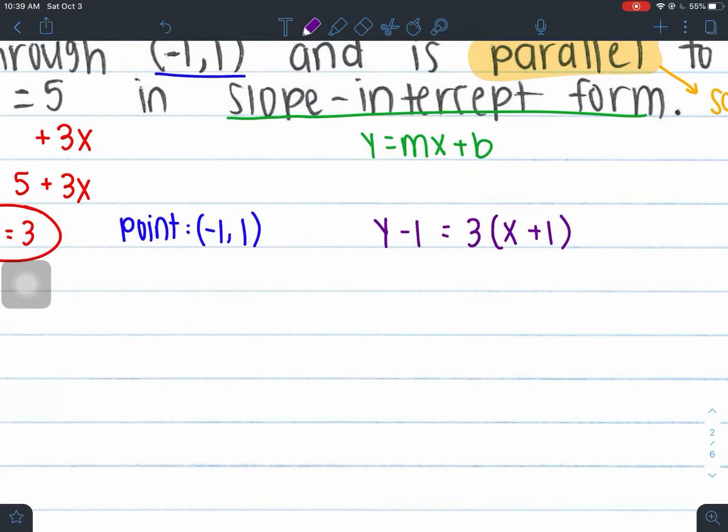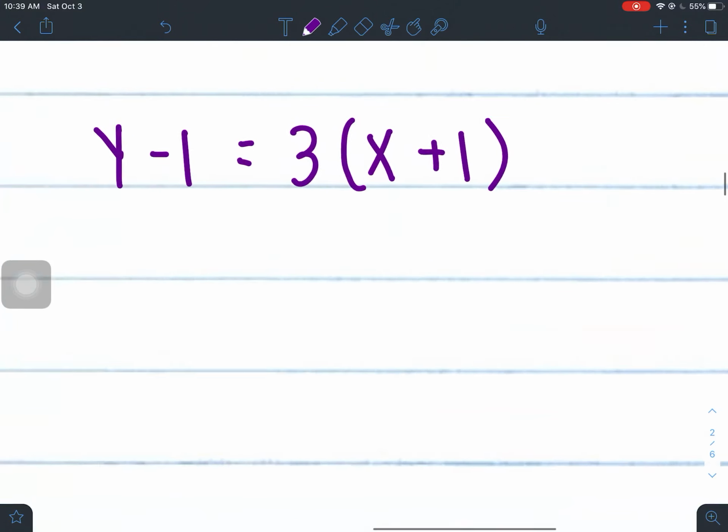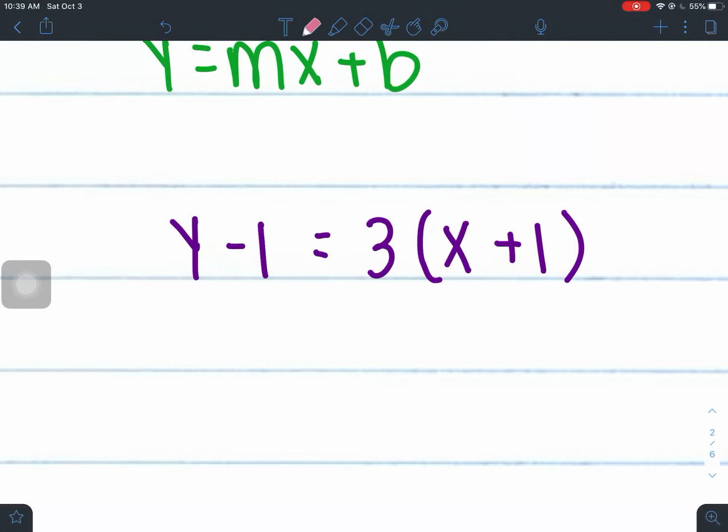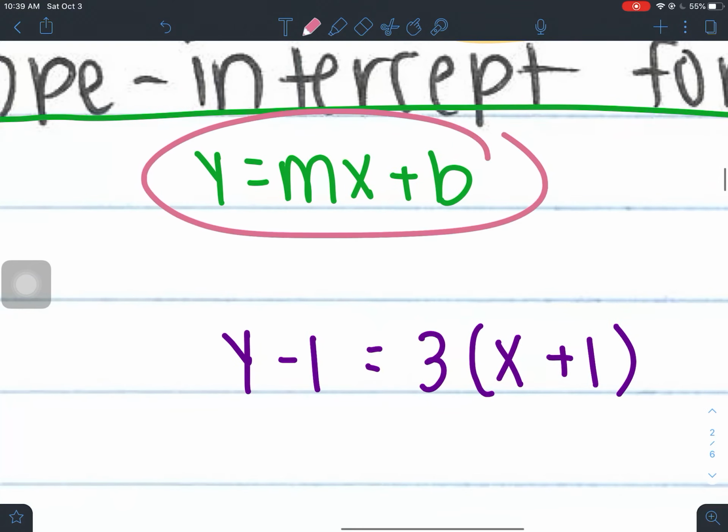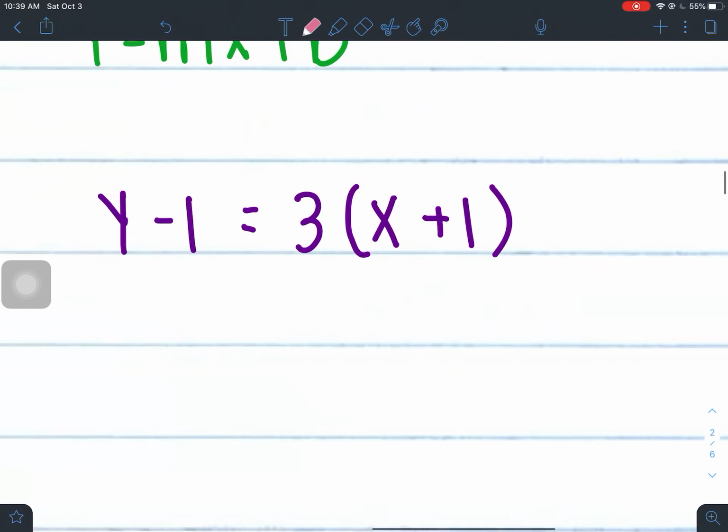Okay, remember, we're plugging in our point. Make sure when you plug in your point, you plug it into the right y and x values, and you plug in your slope correctly. And remember, when you plug in your point, your signs are going to change. All right, so the next step here is to get this to slope-intercept form because that's the final form that they want the answer in, not point-slope.